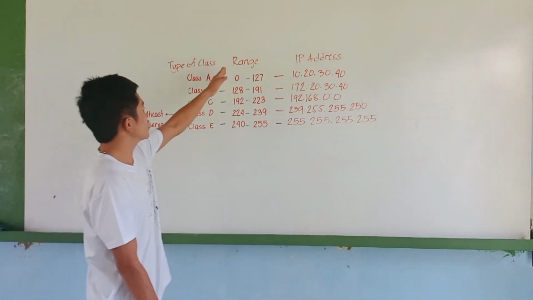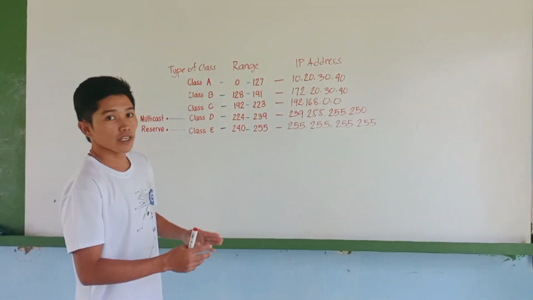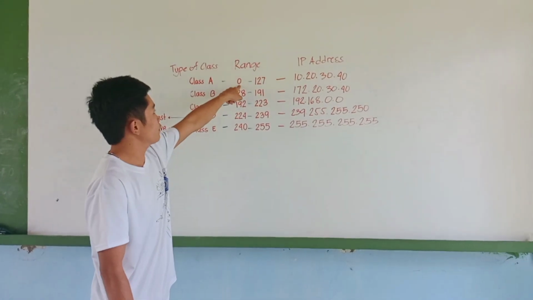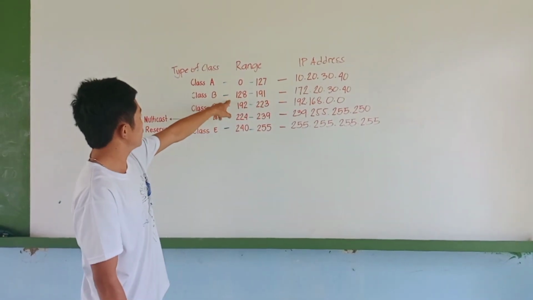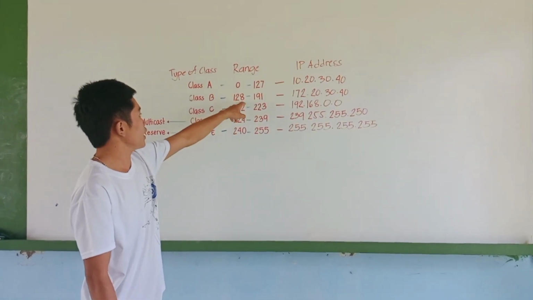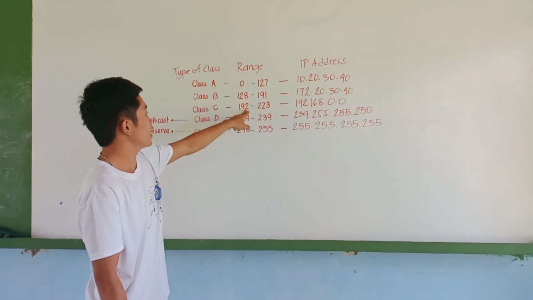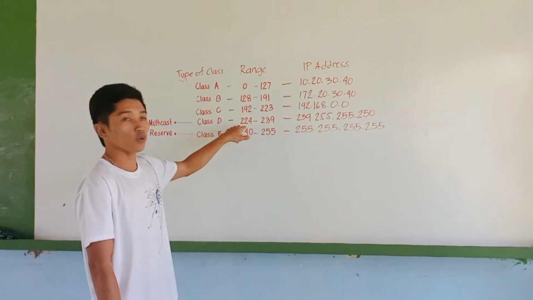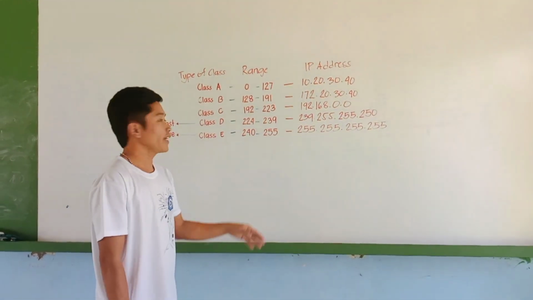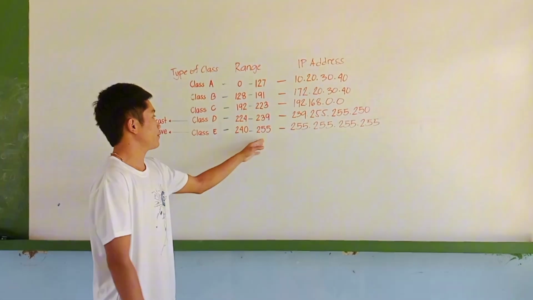So next is the range. We can determine the range of class A by this: it starts from 0 to 127. Then class B starts from 128 to 181. Then class C starts from 182 to 223. Then class D starts from 224 to 239. Then class E starts from 240 to 255.